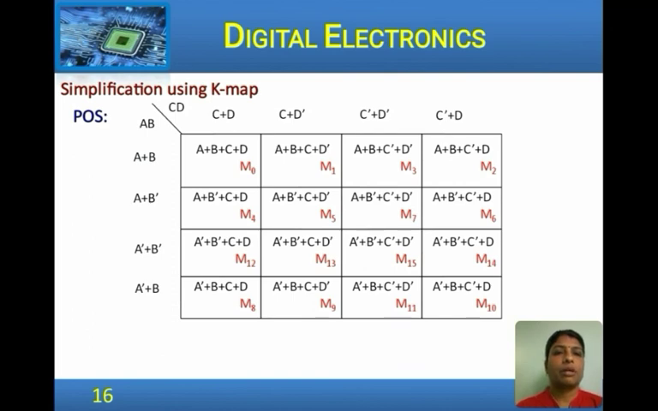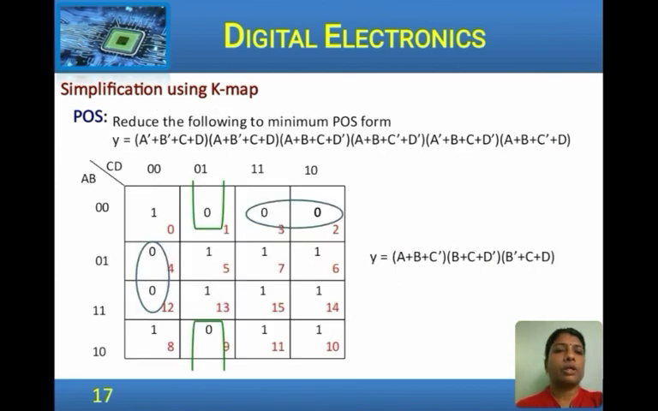Go on. Now we had seen simplification of K-map for SOP, sum of products. Then simplification for POS, product of sum. We have already seen that the max terms, capital M of J, are nothing but the complement of the min terms, small m of J. Similarly, each of these are the complements of the min terms that we have seen. So now we will look into reducing a POS with an example.